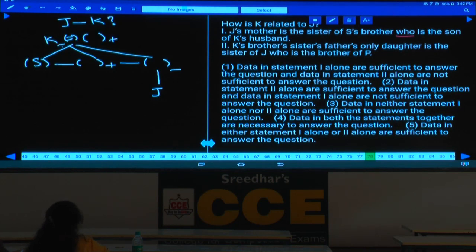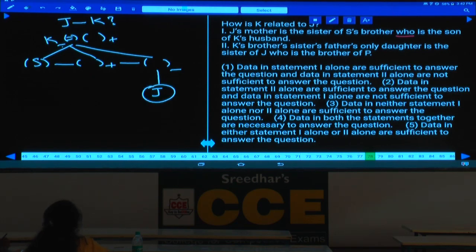Now how is this J related to K? Tell me what is the answer here. How is J related to K? Only daughter and K's husband, who is the son of J's mother. Now here he is talking about J's mother. Are we getting the answer here? The gender of this J is not known.